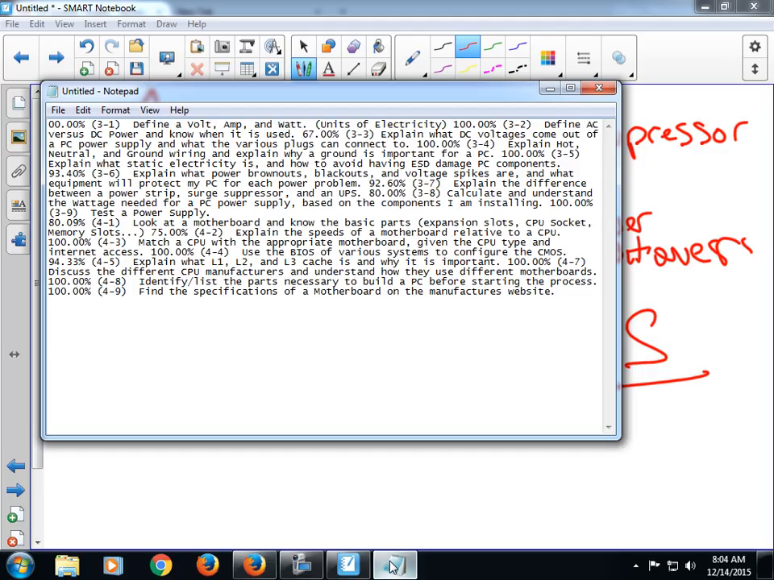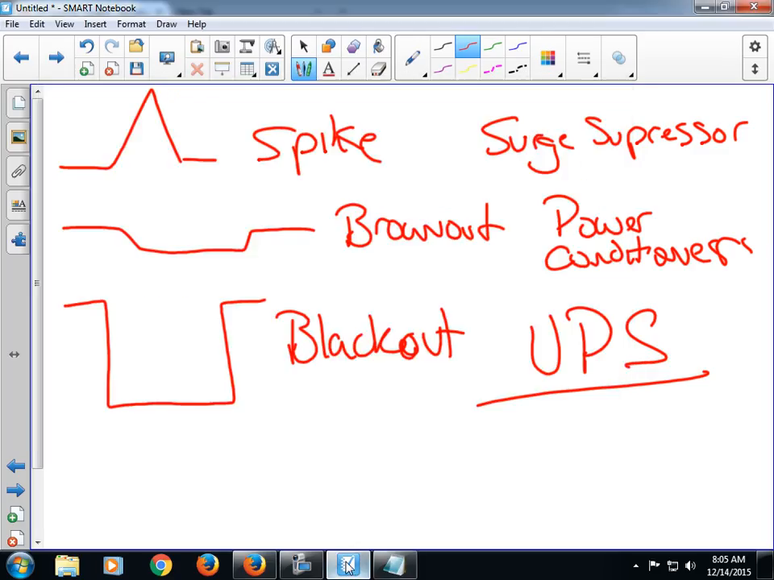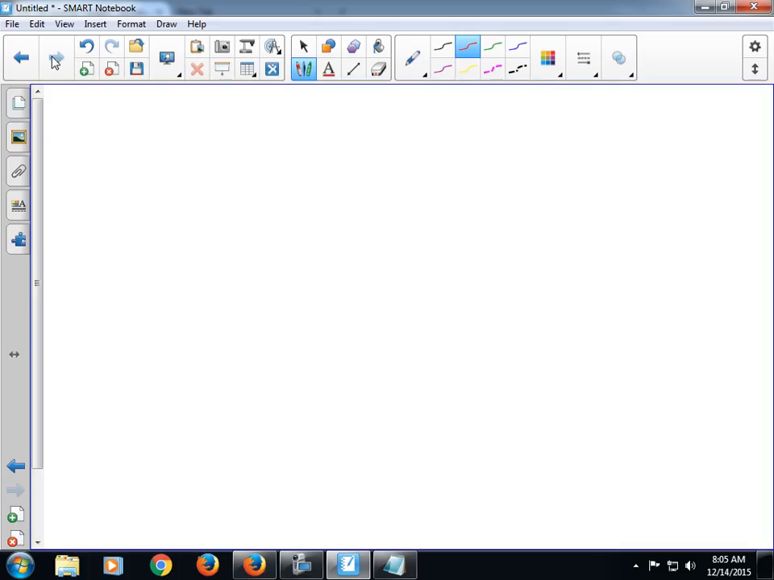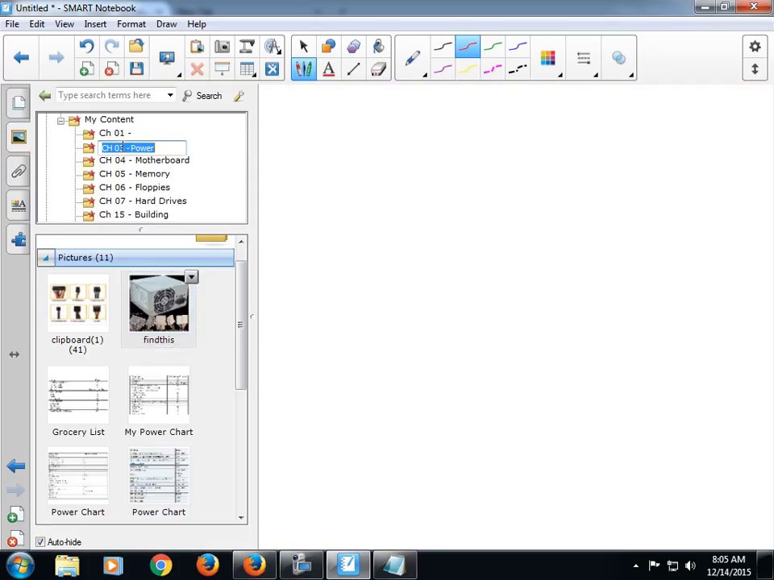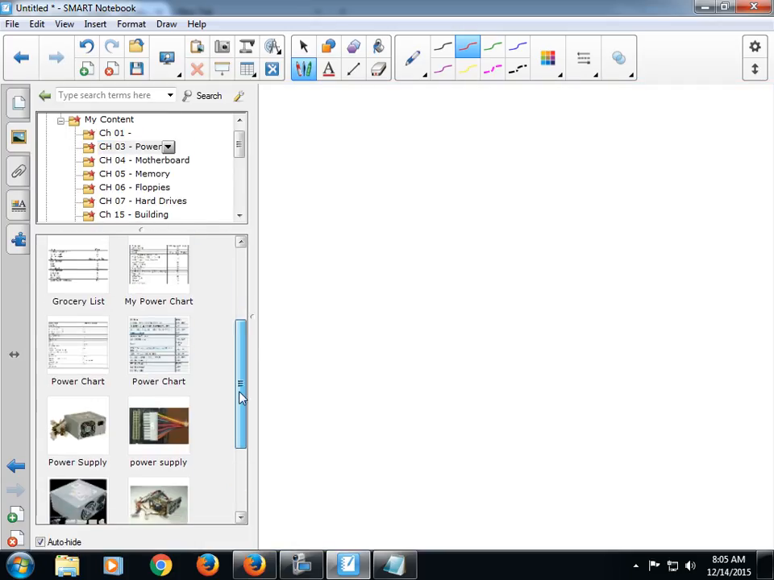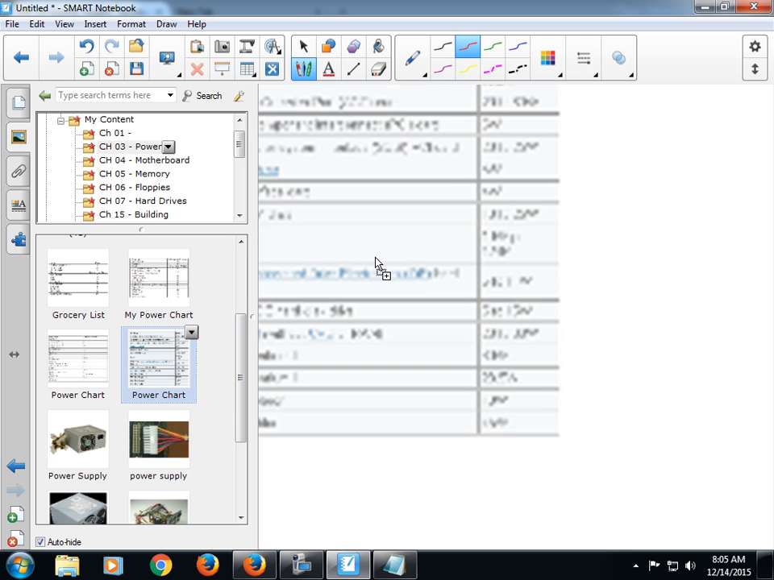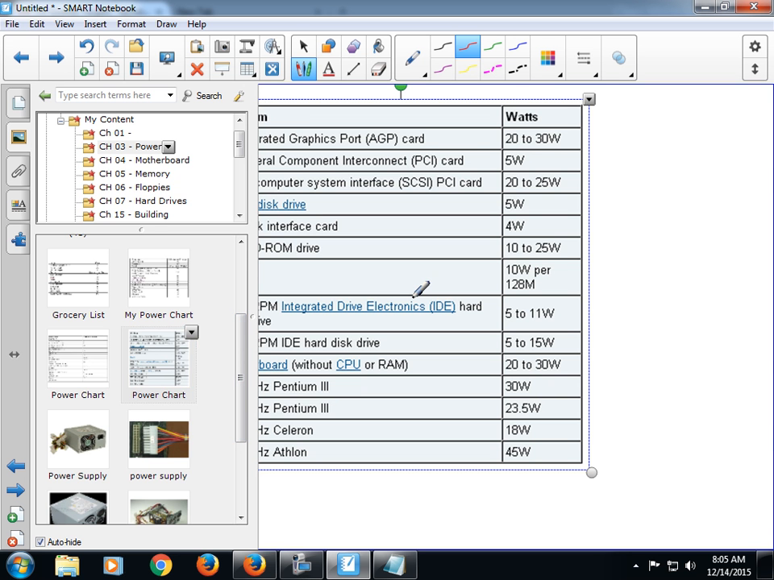Okay, so let's go to the next one, 92%, the difference between a power strip and a surge suppressor. We just talked about that. Calculate and understand the wattage needed for a power supply based on the components that I'm installing. So that's the next one. We're going to see the same kind of question that we saw on the Chapter 3 test, and this is one that you're going to have to go through maybe and practice again.